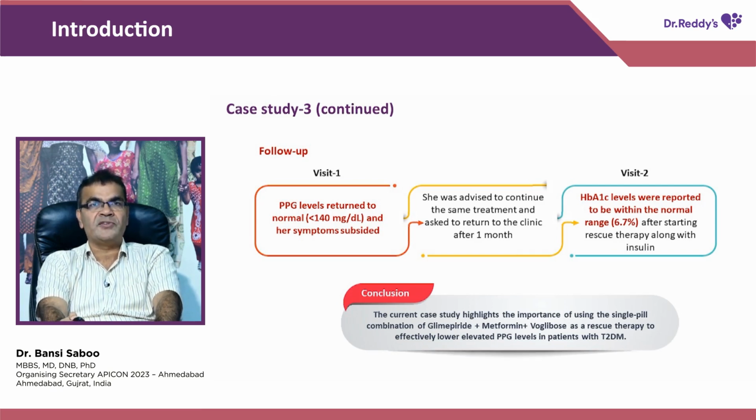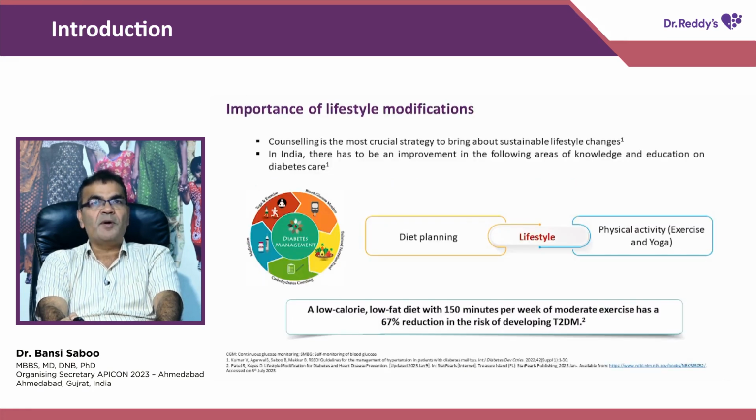So the current case study highlights the importance of using the single pill combination of glimepiride, metformin and voglibose as a rescue therapy, which effectively lowers the elevated postprandial glucose level in patients with type 2 diabetes. The importance of lifestyle is very important here, because it is not only about diet: lifestyle and physical activity with a low calorie, low fat diet and 150 minutes per week of moderate exercise give a risk reduction of type 2 diabetes by almost 67%.